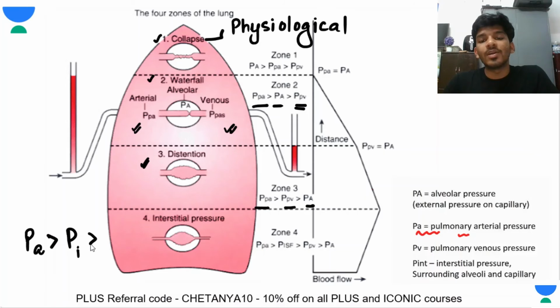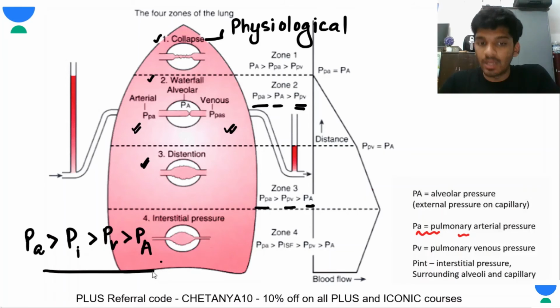And then that interstitial pressure is greater than the pressure in the veins, and that is greater than the pressure in the alveoli. Okay, so this order is slightly fixed. And the reason for that is that there will still be some blood flow here. It is not possible for the interstitial pressure to be greater than the arterial pressure, right?